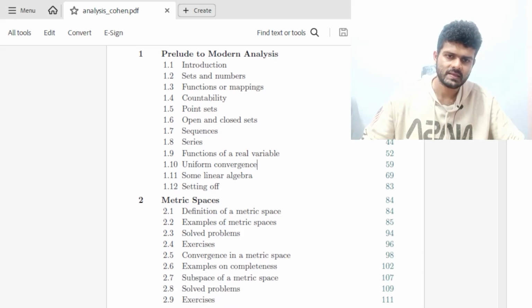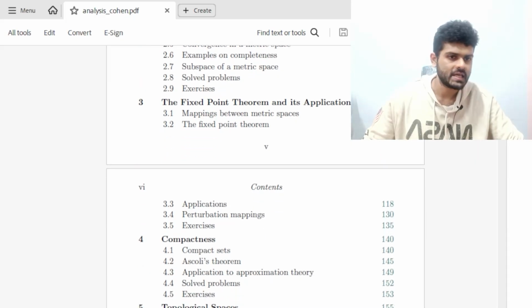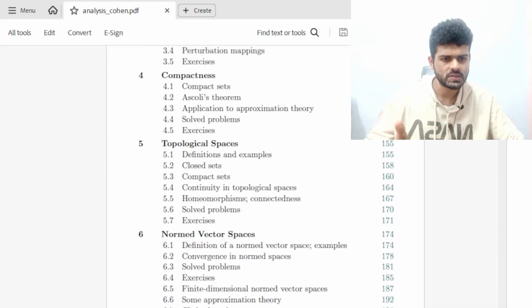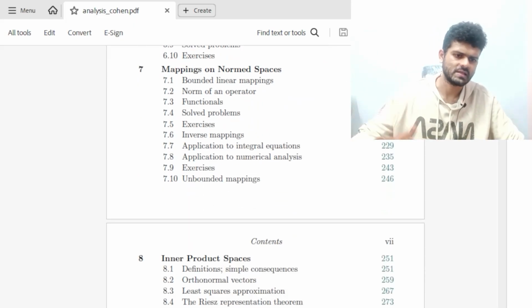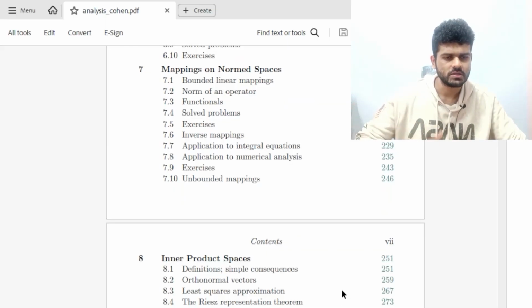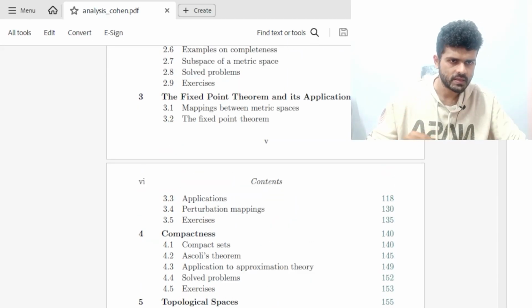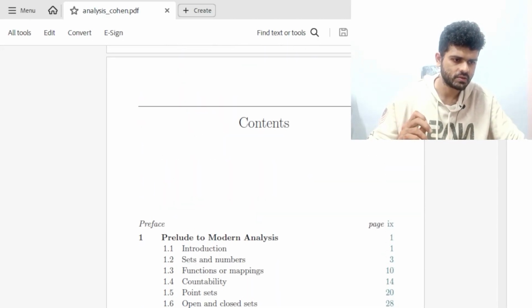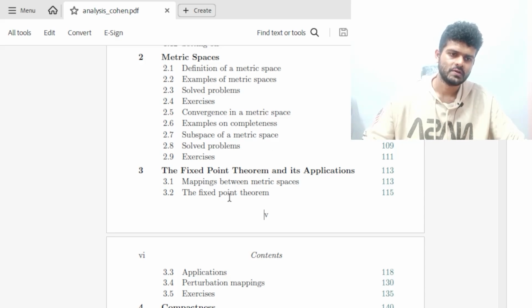Right away, the next chapter starts with metric spaces, and then the fixed point theorem and its applications, and then compactness, topological spaces, normed vector spaces, mappings on normed spaces, inner product spaces, and Hilbert space. So you can see there are not a lot of topics, but I think some of the topics mentioned here are good, especially the applications. For example, the one that I'm going to talk about is the fixed point theorem and its applications. So right away, let's jump into the problem that we are going to tackle in this session.